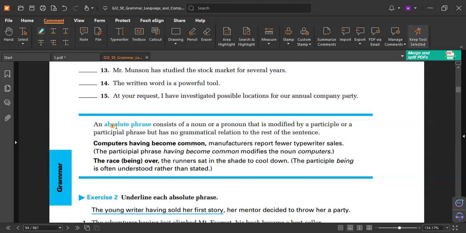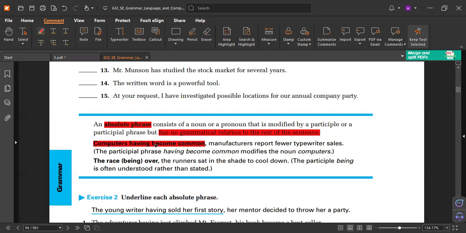Now we have something in English called absolute phrase. What is absolute phrase? Absolute phrase means a phrase that has no grammatical relation to the rest of the sentence, which means information we put in the sentence only to give you a feeling about something. Like that: computers having become common.